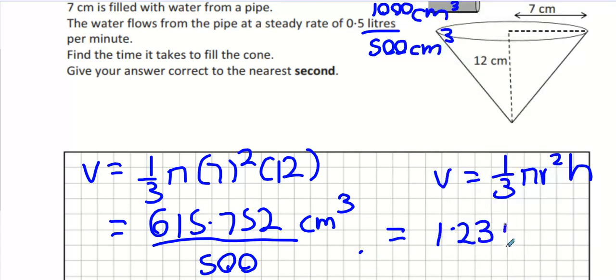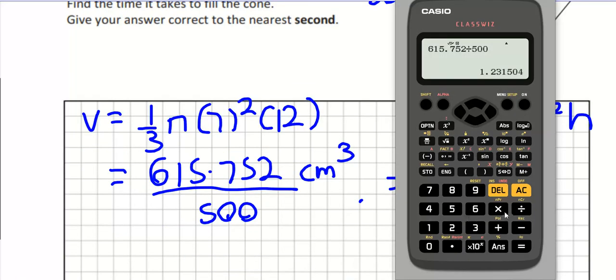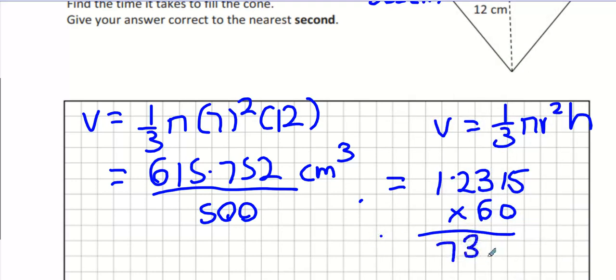I don't want minutes. What do I want? So what do I need to do? Multiply by 60. So I'm going to multiply that by 60 now. We got 73.89, otherwise known as 74. Yeah, good job. Did anybody get caught out by the liters and then convert into 500? No. All right, we're all good.